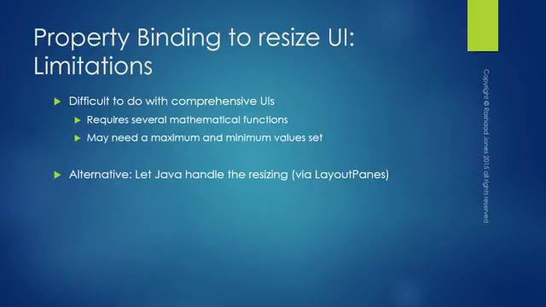And even if you have these mathematical functions in play, the window can get so big that certain objects can obscure or overlap other objects. So you may still need to set minimum and maximum values for your windows, which you probably won't know how to do without trial and error. So there are some limitations here. And the alternative is just to let Java handle the resizing via layout panes. And we're going to discuss that in great detail coming up now.